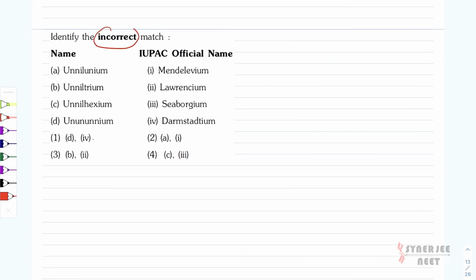Find out the incorrect match. See, un, nil, unium. Un means 1. Nil means 0. Hex means 6. Tri means 3. We already know these things. Now, here, un, nil, unium: un means 1, nil means 0, again un is there, 1, and last, the common ending ium is added anyway. So this is atomic number 101.